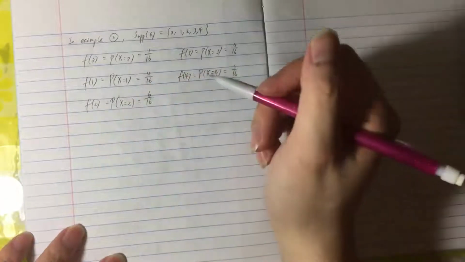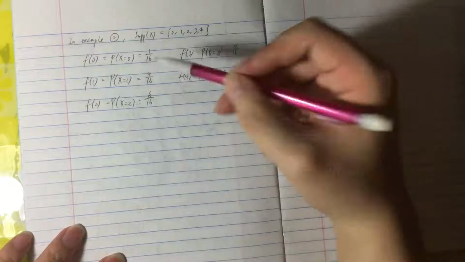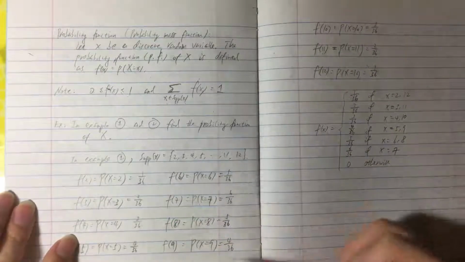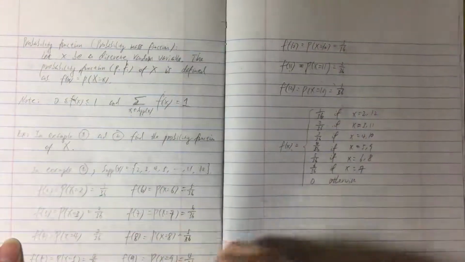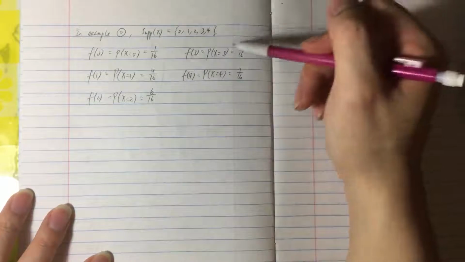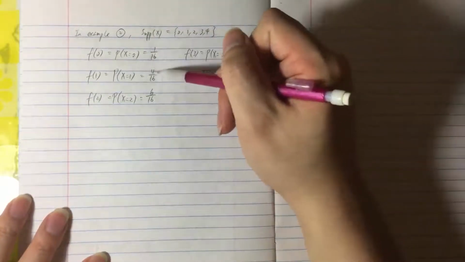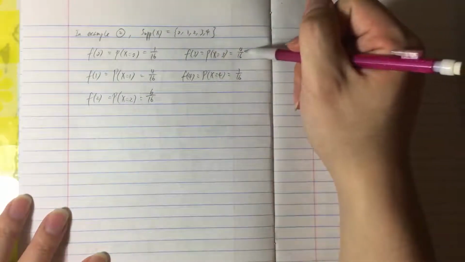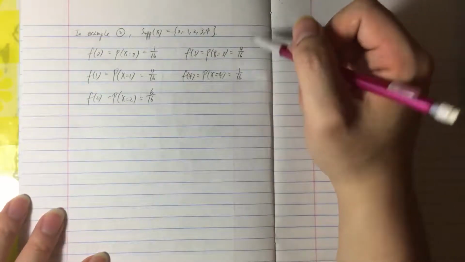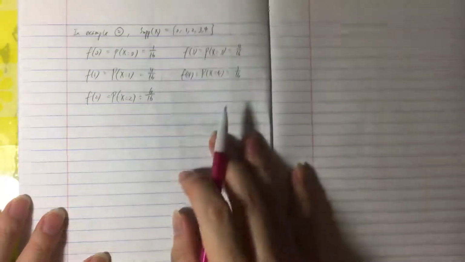Then, if we want to check the answer, we add this up, we must get 1. Same as in the previous problem. For this problem, 1 plus 4 is 5. 5 plus 6 is 11. 11 plus 4 is 15. 15 plus 1 is 16. 16 over 16 is 1. So the total probability is 1.